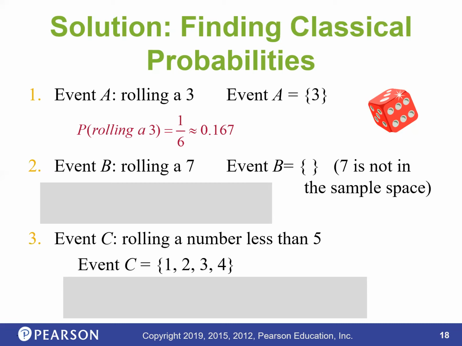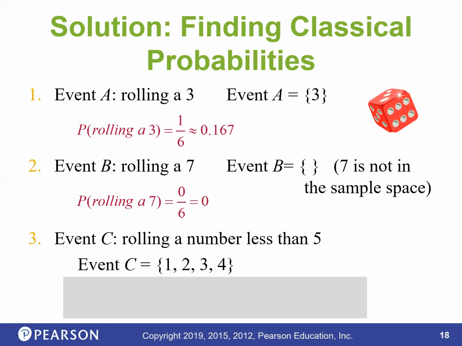Okay, rolling a 7. Thank you. It's not possible. There's no 7 on a 6-sided die, so the possibility of that event happening is 0 on top. You still put the 6 on the bottom to set up the computation, right? But it's 0/6, which is just 0 anyways. Okay, guys, we good there?